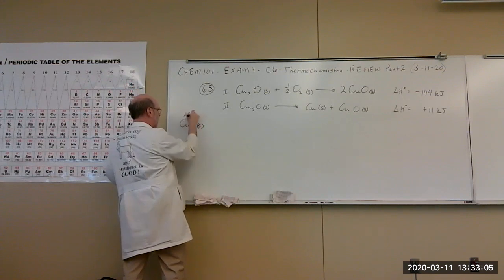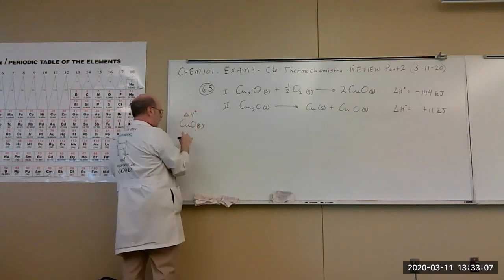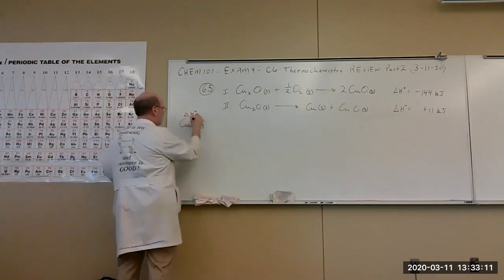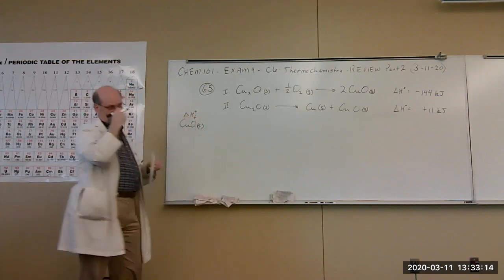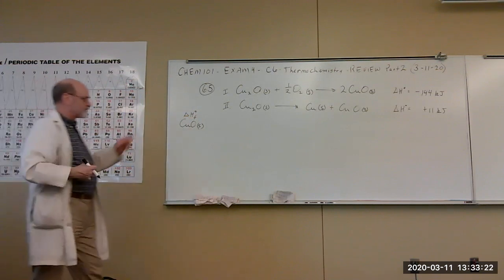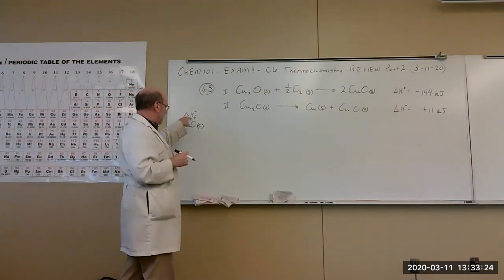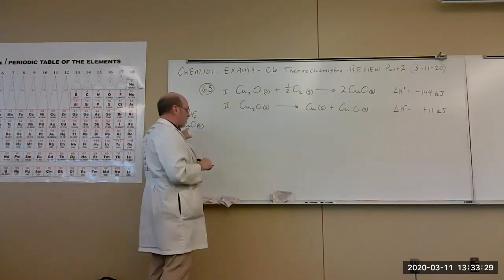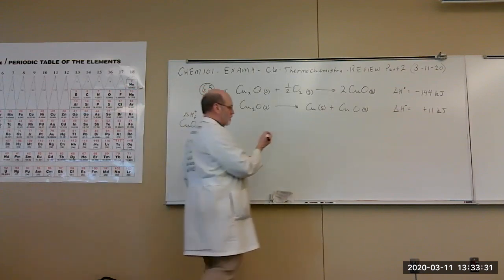We want to know the delta H of formation. Remember when I talked about what they mean by formation? This is the first trick. You've got to know what they mean by the heat of formation. You start with the product, CuO.